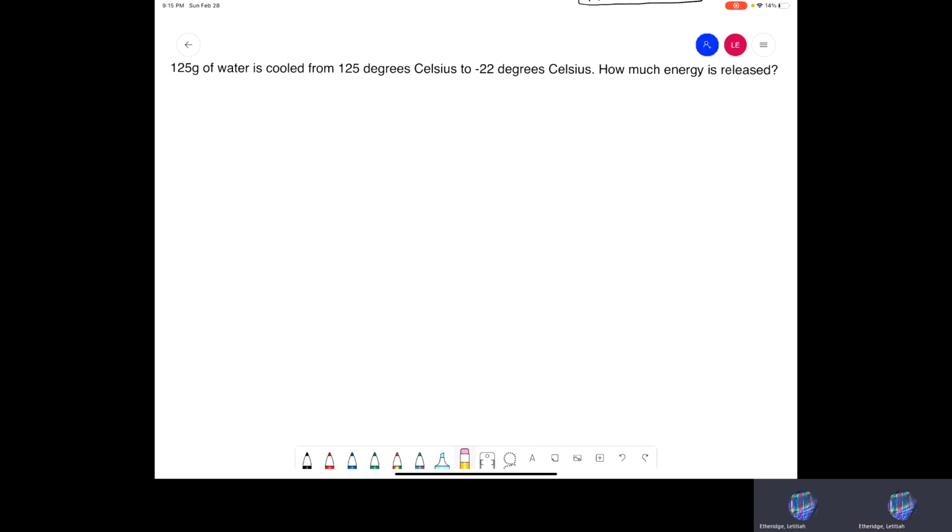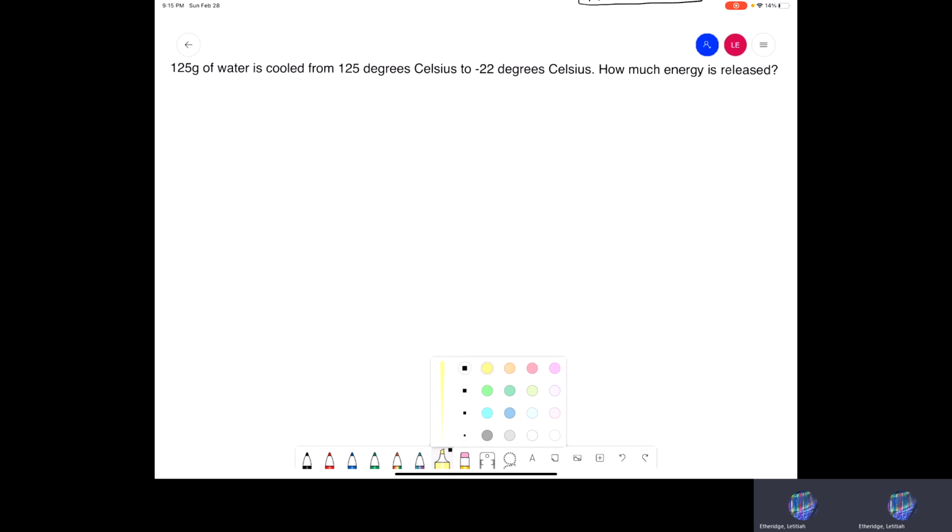Okay, guys, so this is number 3 on your worksheet. We're going to go through this one just like we did with number 1. The problem is a fairly long problem, just like 1, but it is a cooling problem, not a heating problem. So let's go through it.